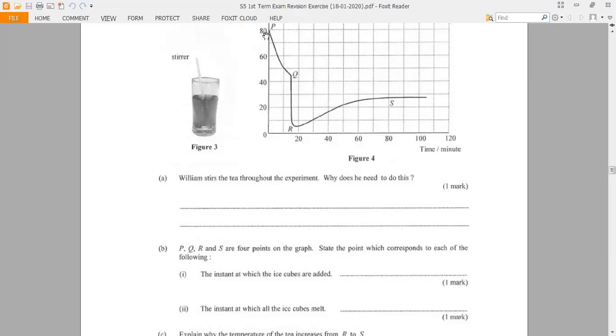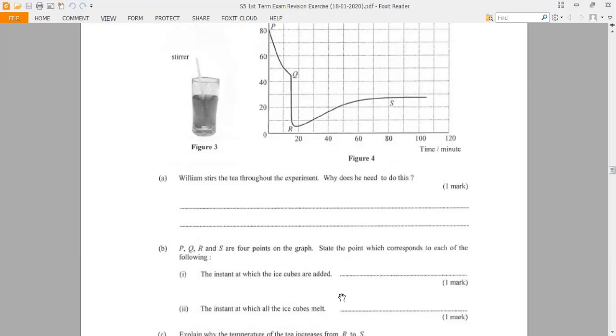From P to Q, it only cools down by the room temperature, okay? Because the room temperature is lower than the hot tea. That's why it was still dropping in temperature, but not really fast. Okay, then the last one, the second one: the instant at which all ice cubes melt.